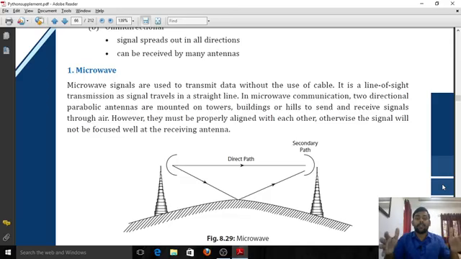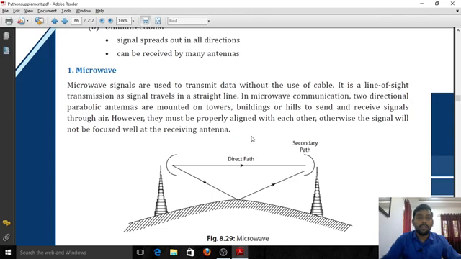Line of sight transmission means the sender and receiver must be aligned properly. There must not be any obstacles between the transmitter and the receiver. It must be in a straight line, and of course, the signal travels in a straight line.